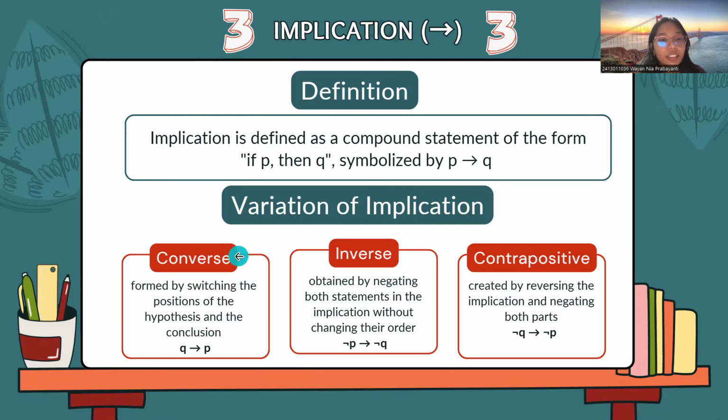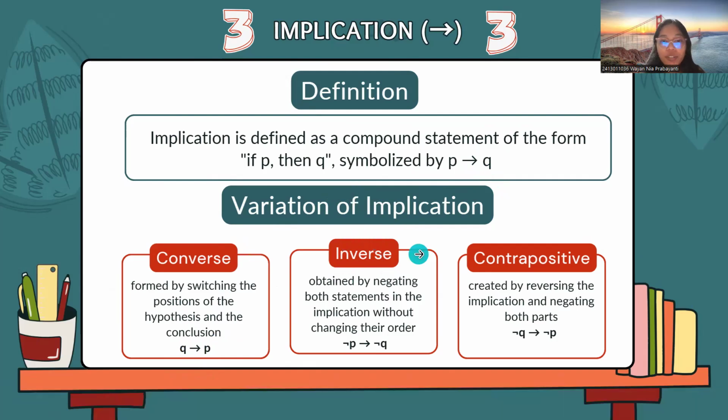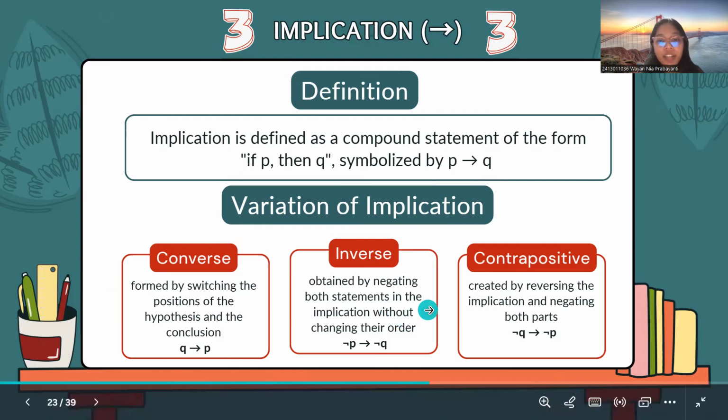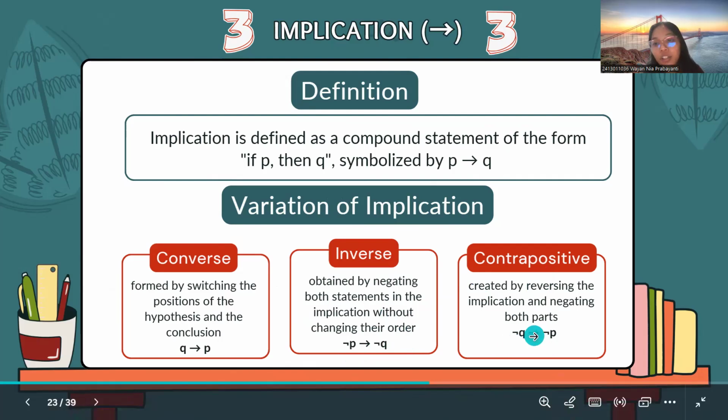This is what we call converse: if Q, then P. The second variation is inverse. Inverse is obtained by negating both statements in the implication without changing their order. So the inverse will be if not P, then not Q. Next, the contrapositive. The contrapositive is created by reversing the implication and negating both parts. So it becomes if not Q, then not P.